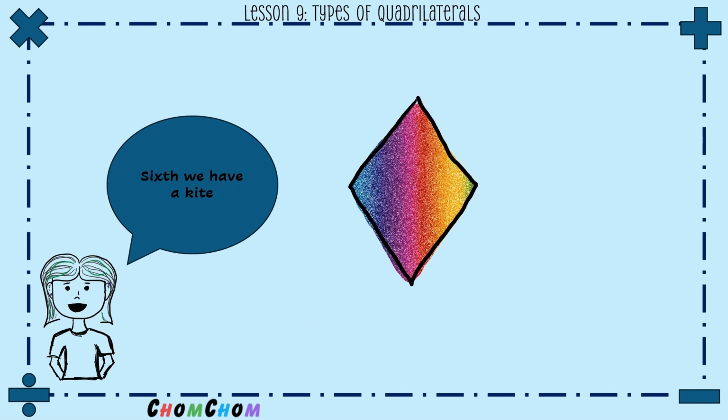Sixth, we have a kite. A kite's a little tricky looking of a shape, right? Because you're like, this looks kind of like a diamond, but we don't call diamonds diamonds. We call them rhombuses. So sixth, we have a kite that has 2 pairs of congruent sides.